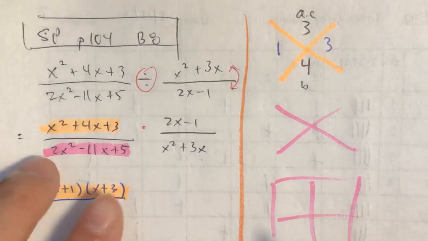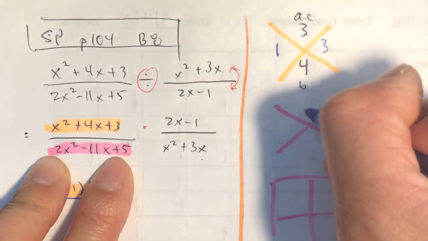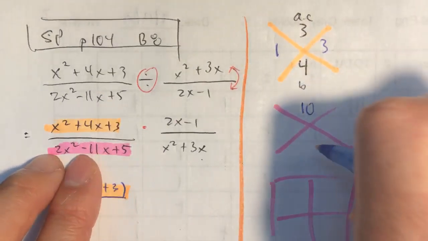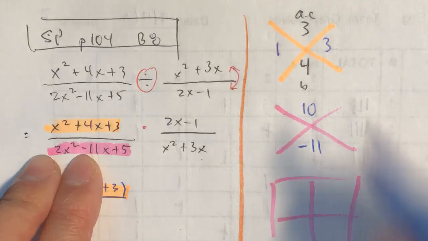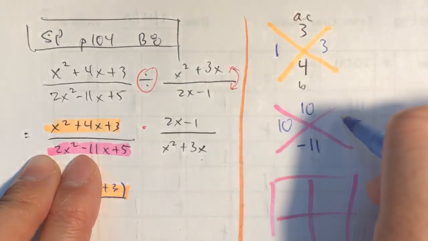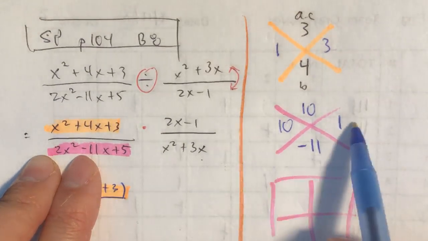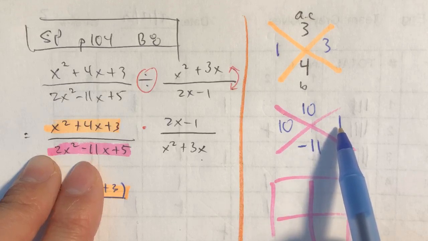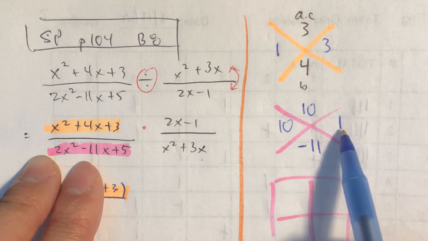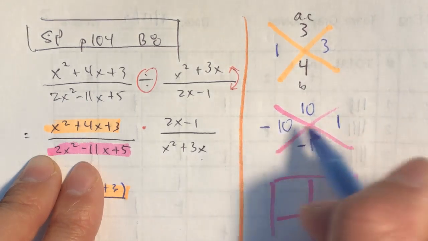So I have a times c. It's going to be 10. B value is negative 11. Two numbers that multiply to 10, and they have to add to be negative 11. They can both be negative.